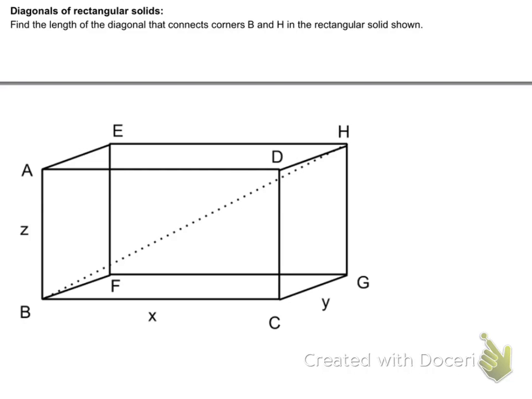So you want to connect corner B, which is in the front left corner, and H, which is way over here at the back top right corner. It's almost the longest distance you could cross while still inside the box. Yes? In a straight line.